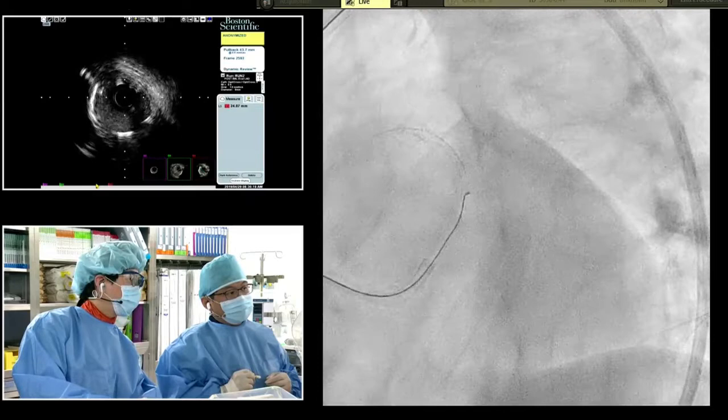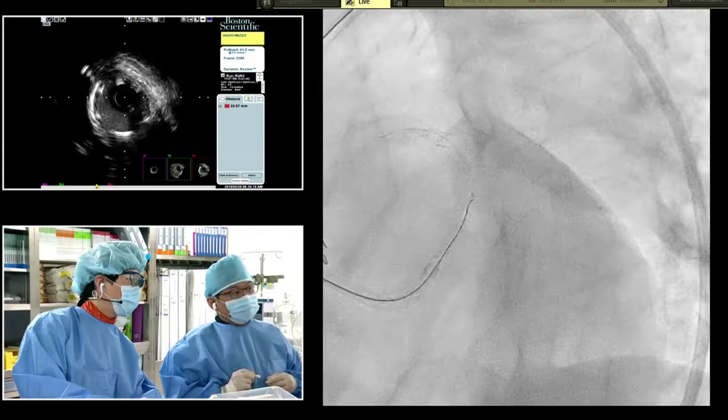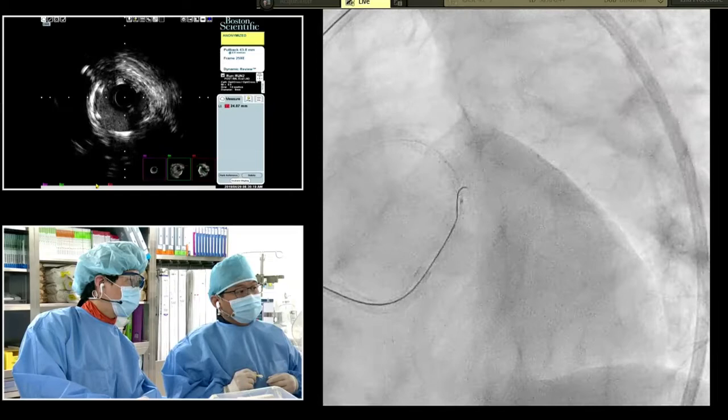Tip of the wire in the circumflex and then partially double up the wire in the LAD, you can push and pull, and that will advance the hydrophilic wire.